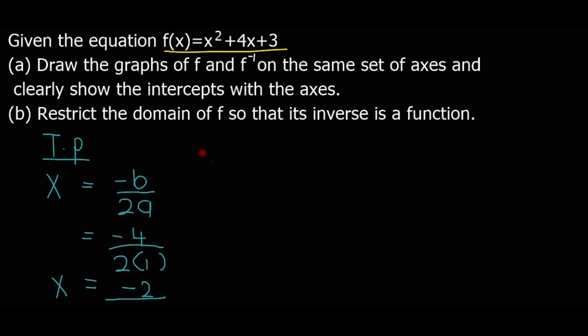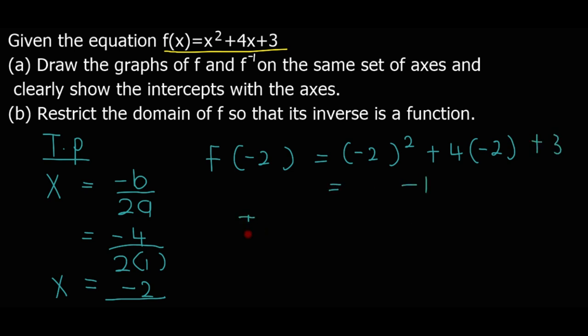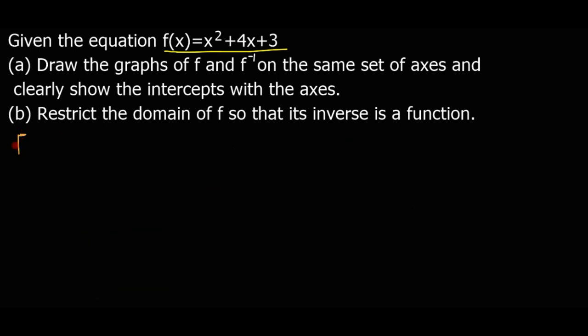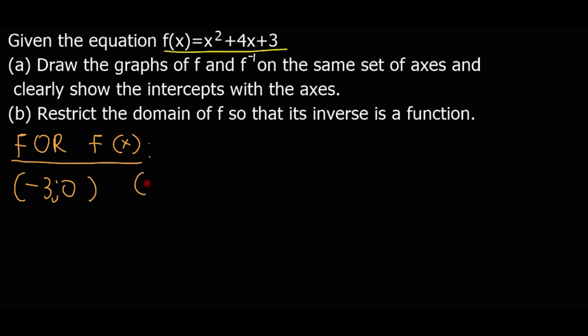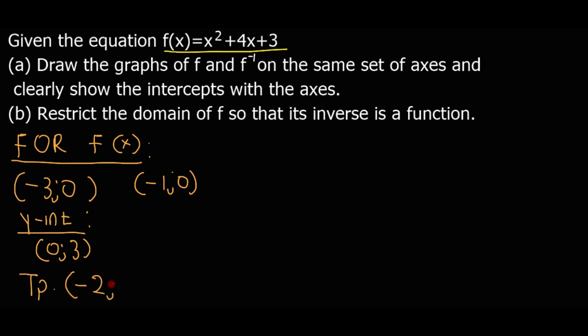So now we want to find the corresponding y value. So we find f of negative 2, substituting x with negative 2. And then we get negative 1. So our turning point is negative 2 and negative 1. So now to draw the graph, we write again for f of x. We have negative 3 and 0. Remember, negative 2 is the x value of the turning point. And then negative 1 and 0, and then the y-intercept is 0 and 3, and then for the turning point we have negative 2 and negative 1.